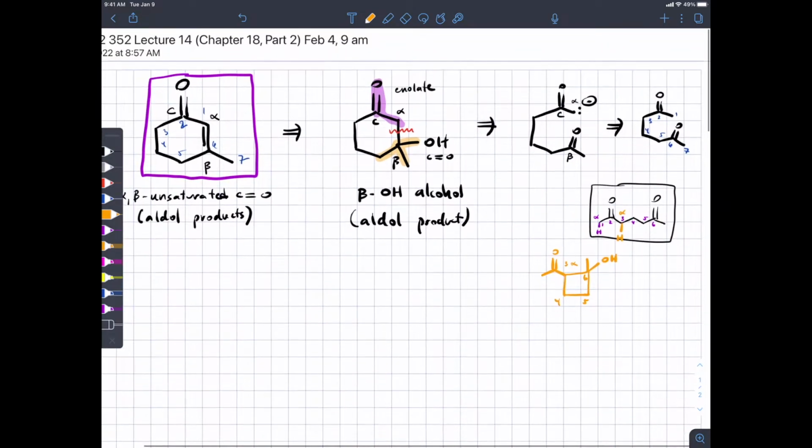So why do we have any reason to suspect one of these is preferred over the other? What do you think? Yeah? Stability, good. This is an equilibrium, so the most stable product is the observed one. Why is it more stable? Less ring strain. Right. When you can preferentially form a 6-membered ring, that's favored over a 4-membered ring. The more stable ring is the major product.